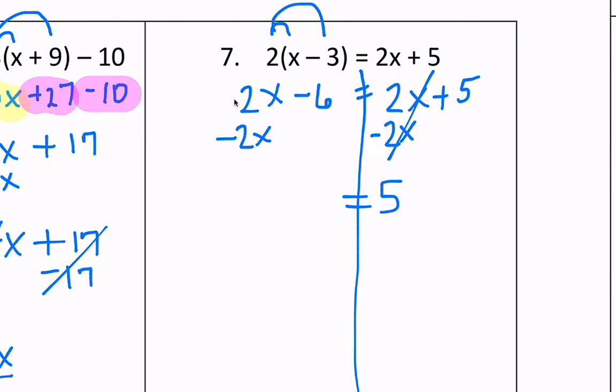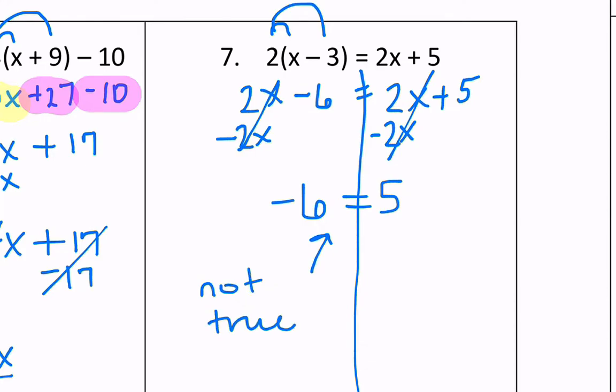Okay, but notice over here, we had a positive 2x and a negative 2x. Aren't those also opposites? So those would also cancel. So the only thing left on the left-hand side is that negative 6. Okay, so we have that negative 6 is equal to 5. That is not true. Negative 6 does not equal 5.